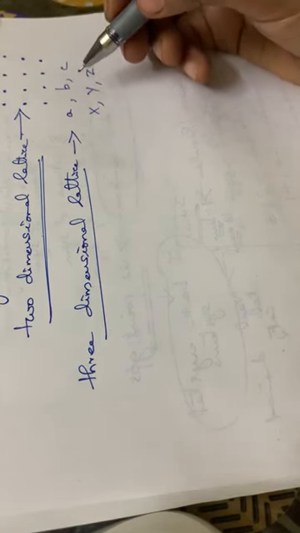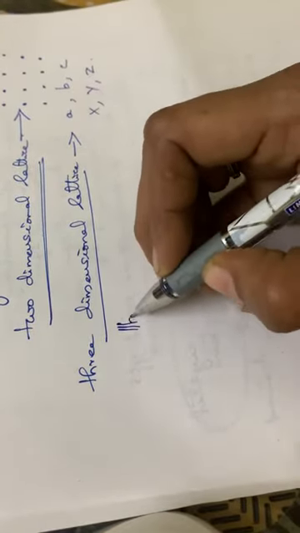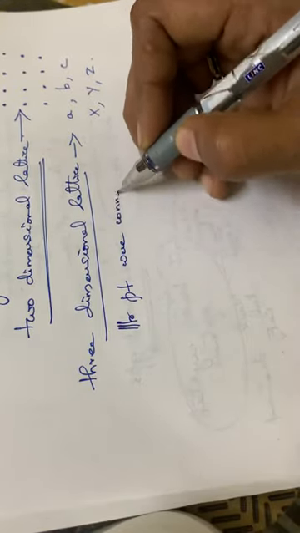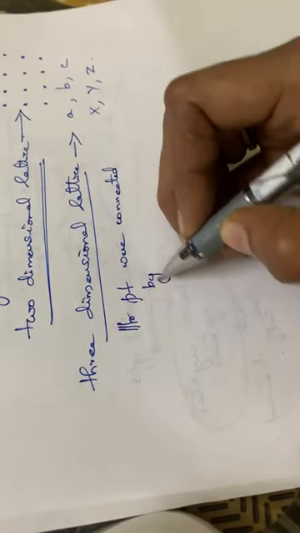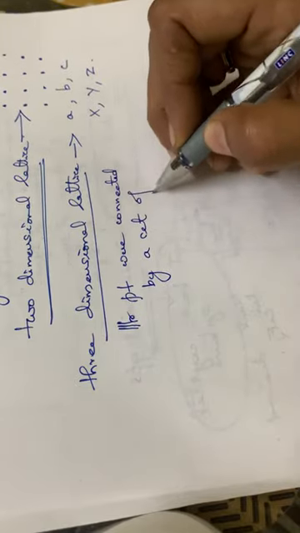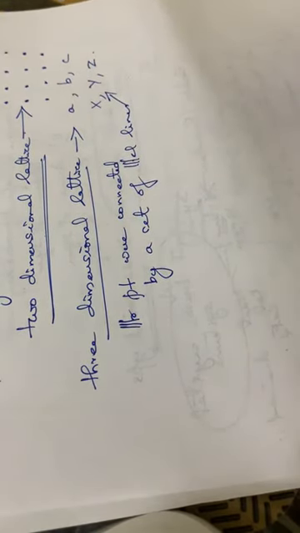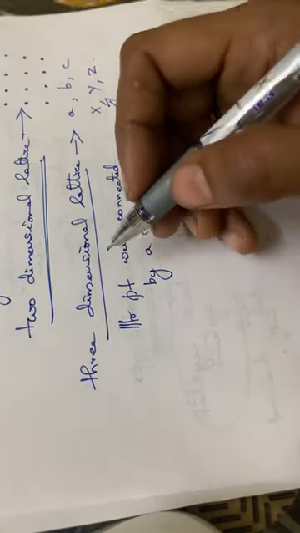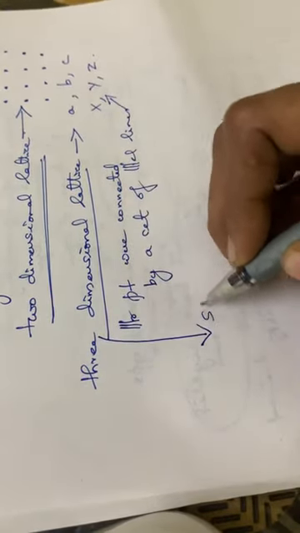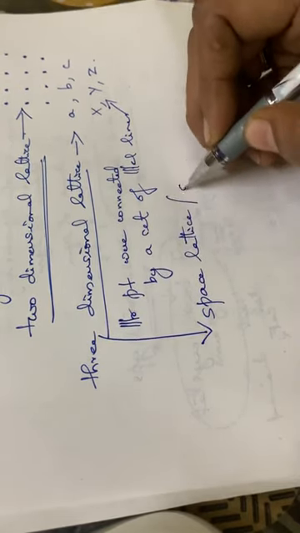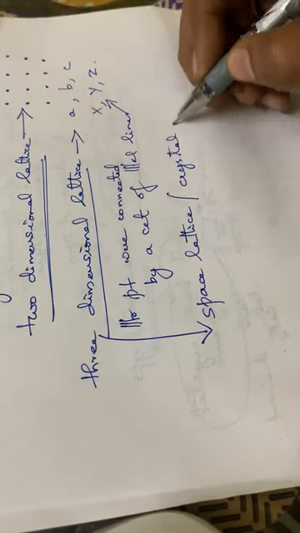Here, if similar points are connected by a set of parallel lines along x, y and z axis, then we can call it a three-dimensional lattice or a space lattice. Normally this three-dimensional lattice is called a space lattice, or we can say a crystal lattice.